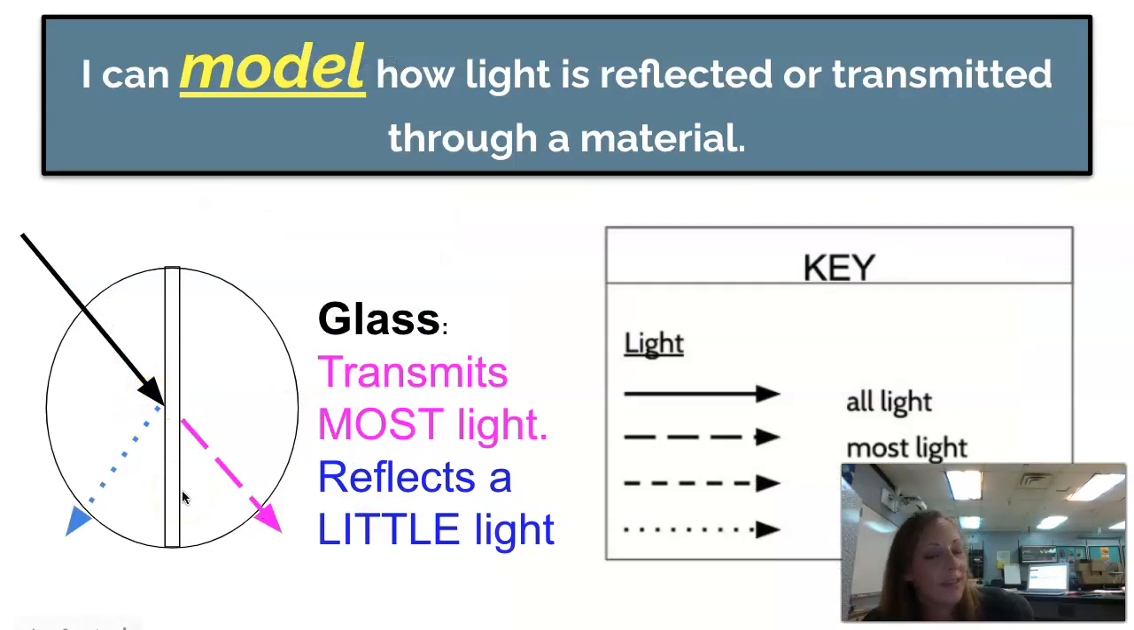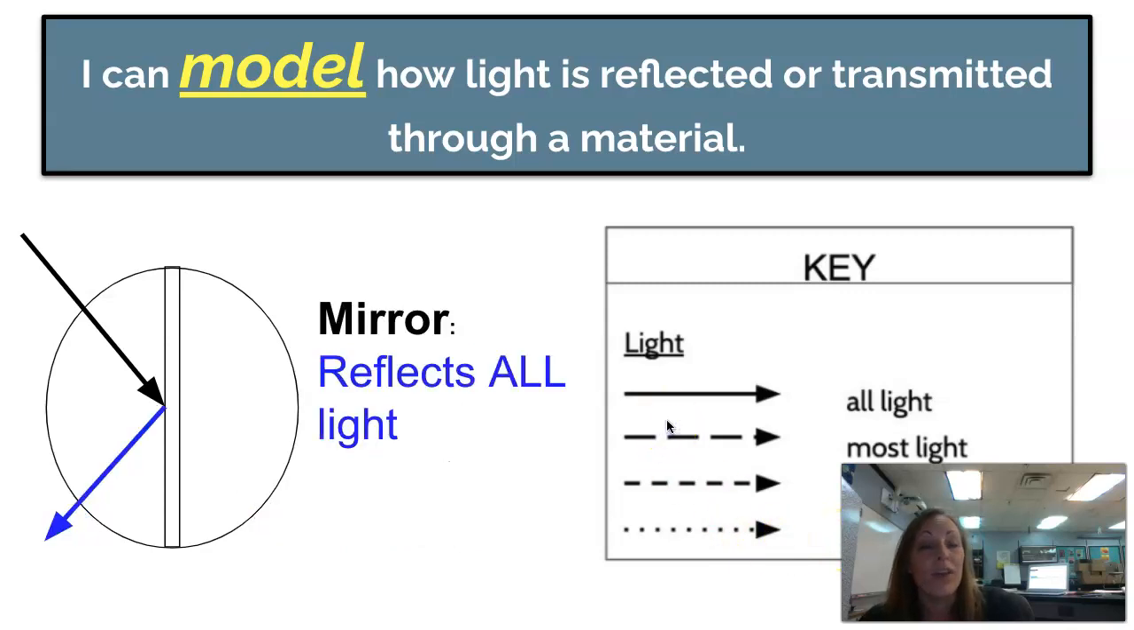So we filled this out yesterday. Remember, we're using these dashes to show the amount of light. With the glass, it transmits most light and reflects a little. So we have the light coming in, and then we have the light that's being transmitted, most of the light, with a little light being reflected. And we're using our key over here to make that happen. With a mirror, it reflects all light. So we're using the all light arrow and just pointing it backwards as a reflection.